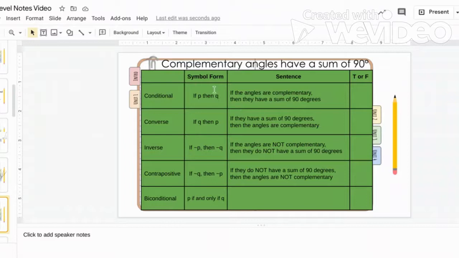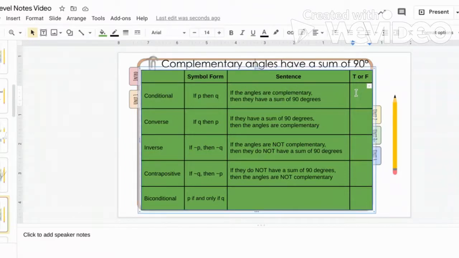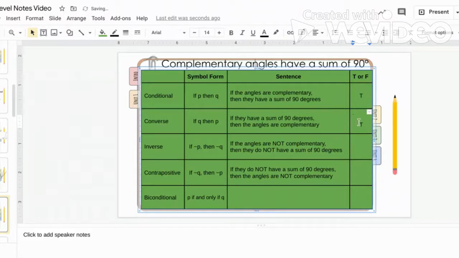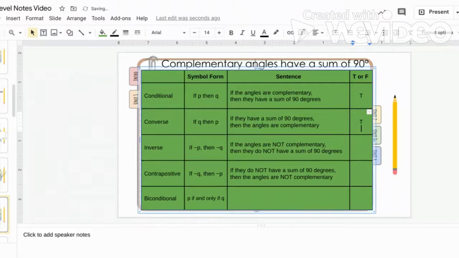Okay, so if angles are complementary, then they have a sum of 90 degrees. That's true. If two angles have a sum of 90 degrees, then they're complementary. That's true. If the angles are not complementary, then they can't add up to be 90 degrees. That's true. If they do not have a sum of 90 degrees, then they are not complementary. That's also true. So all your truth values are true. We can write it biconditional.